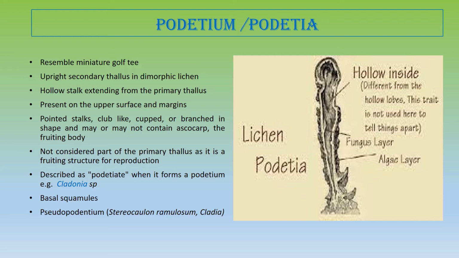Now, the fruticose lichen, as well as the crustose lichen, has a primary structure and a secondary structure. The primary structure I will be discussing later. The secondary structures include a very hollow stalk-like structure called the podetium, which is also found in various other lichens.